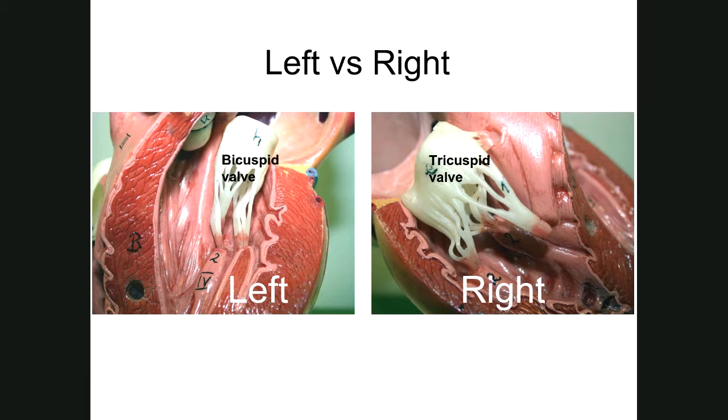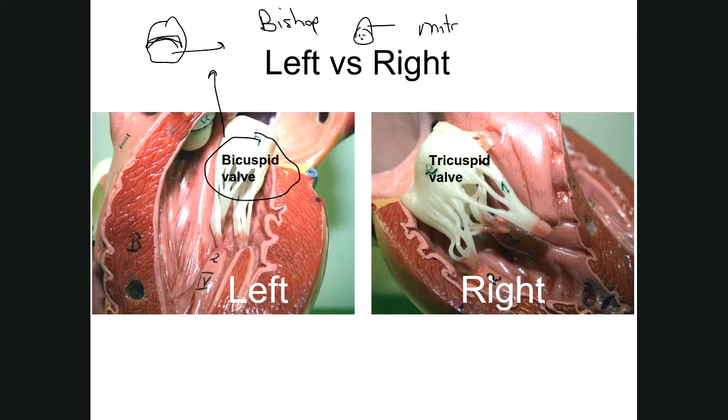And then this one has even another name. Because when you look at that valve, remember it looks like this, sort of like that. Somebody thought that looked like the hat that a bishop wears. Have you ever seen a bishop? They have these tall hats. So here's the guy, and he's got this tall hat that looks like that. That tall hat is called a mitre. So not only is this called the left AV valve, and the bicuspid valve, it's also called the mitral valve.